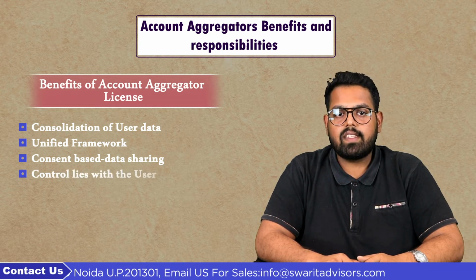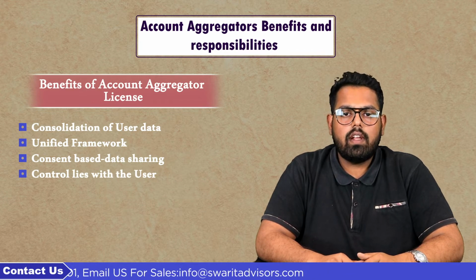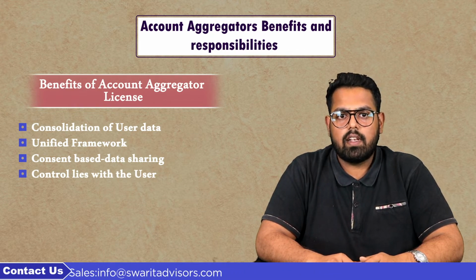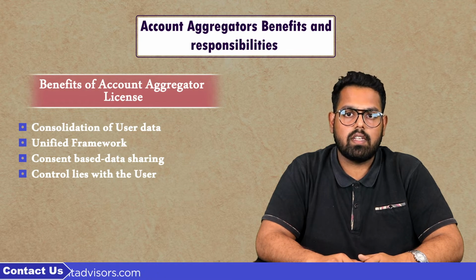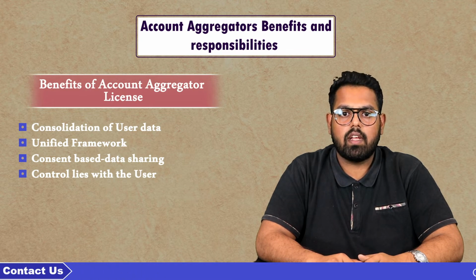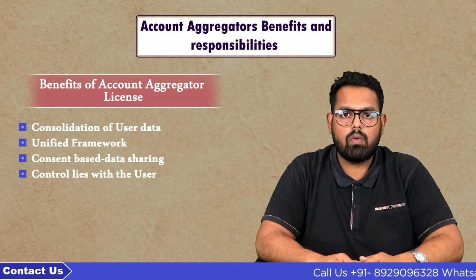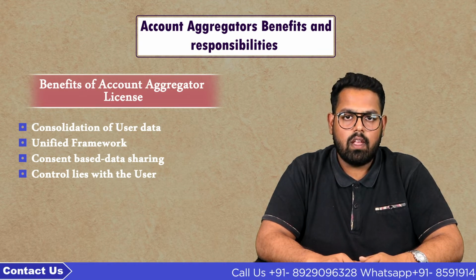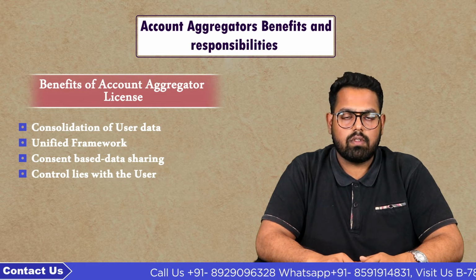Number 4, the control lies with the user. The account aggregator framework is fairly simple. It clearly specifies where the client's information has been sent, with whom that information has been shared, the purpose of sharing such data, and the duration and the frequency with which it has been shared. The user should have clear control over such things.